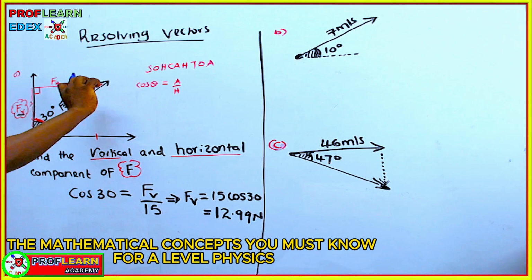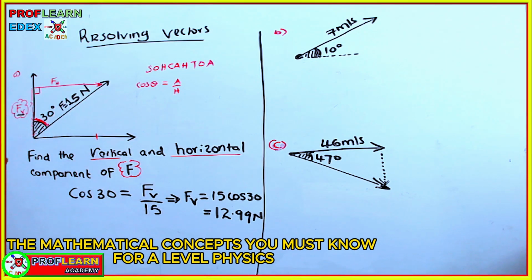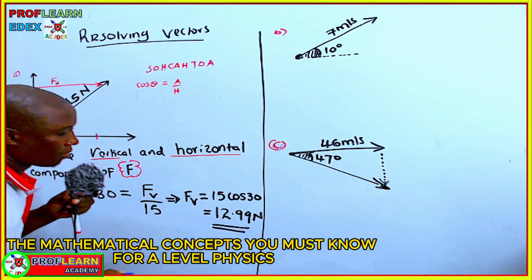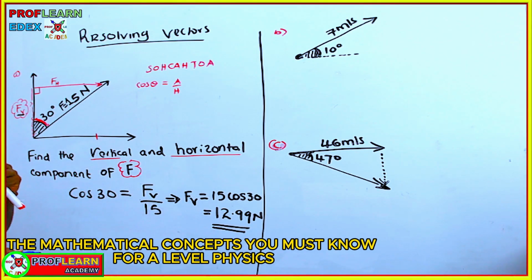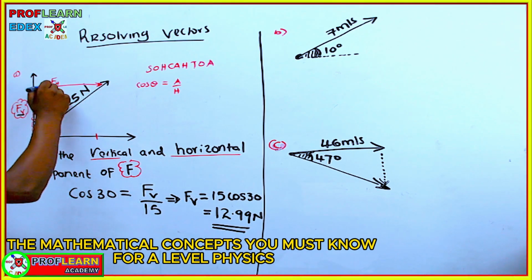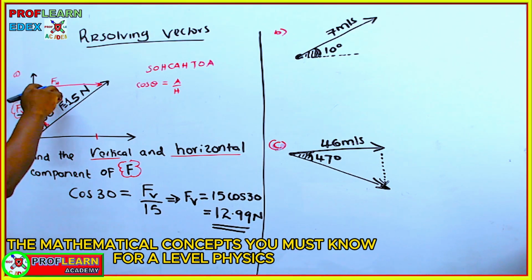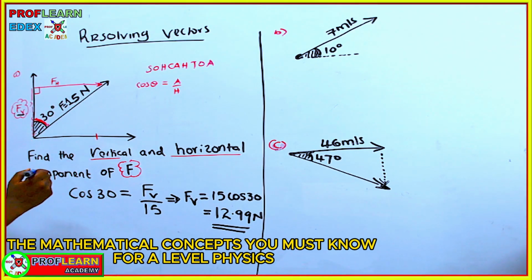So this force, when it's pulling at 15 newtons at an angle of 30 degrees from the vertical, the vertical component is 12.99 Newton.